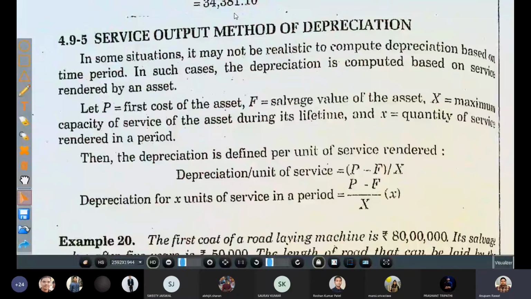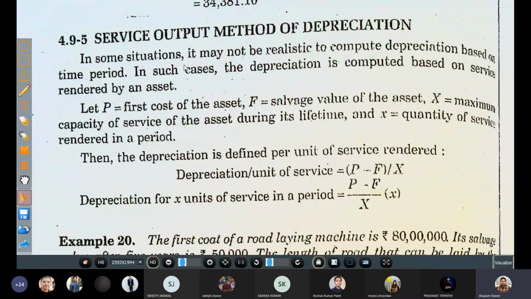Then the depreciation is defined per unit of service rendered. That is, the initial value P minus the salvage value F, divided by X, the maximum capacity of service, multiplied by the small x. So the depreciation for x units of service in a period is (P minus F) upon capital X, multiplied by the small x. Let us see this with the help of an example.